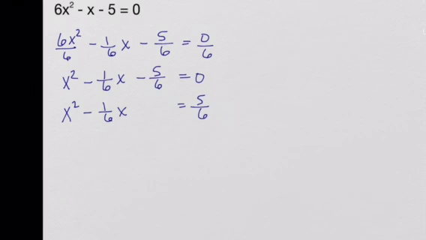Whatever term does not have a variable, in this case 5/6, we move to the other side. Now the step that we phrased as half square add: we take the number in front of x, we half it, we square it, and we add it to both sides. In this case it's negative 1/6.